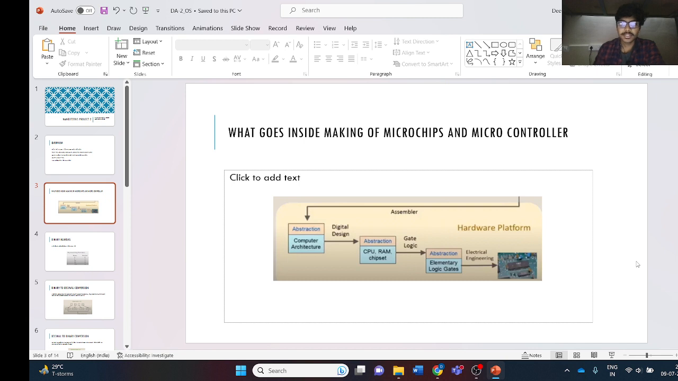So what goes on inside microchips and microcontrollers? It starts from the assembler. Assembler goes to the computer architecture, the abstraction point, and then it is followed by digital system design. It is then sent to CPU, RAM, and chipset, followed by gate logic. Gate logic is where the AND gate and NOT gate, all these gates come into action. Then followed by elementary logic gates, and then to electrical engineering, followed by the components used.